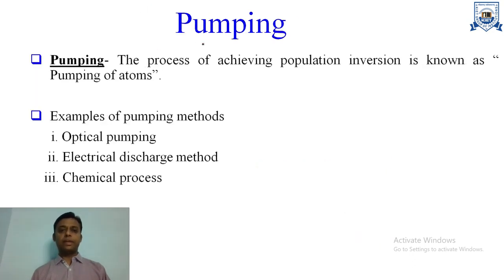Now, pumping. The process of achieving population inversion is known as pumping of atoms. That is, atoms go from the lower level to the higher energy level by the process of pumping. Some examples of pumping methods are optical pumping, electrical discharge method, and chemical process. In optical pumping there is pumping by photons. In the electrical discharge method there is pumping by electrons. In the chemical process pumping is done by chemical reaction.